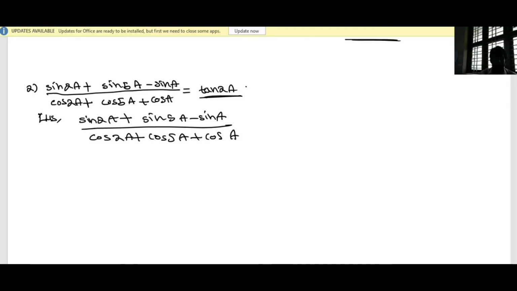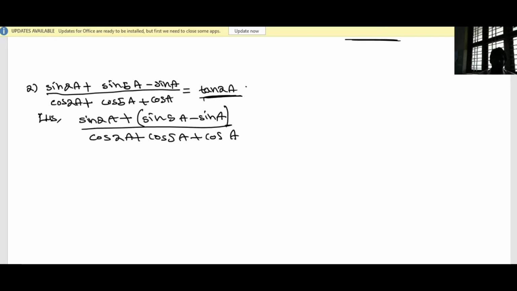Okay. Now see, in the numerator 3 terms are there, in the denominator again 3 terms are there. We can't apply the sin A plus sin B or cos A plus cos B formula directly because those formulas are for only 2 terms. So to prove this is equal to tan 2A, you need to follow some particular methods.